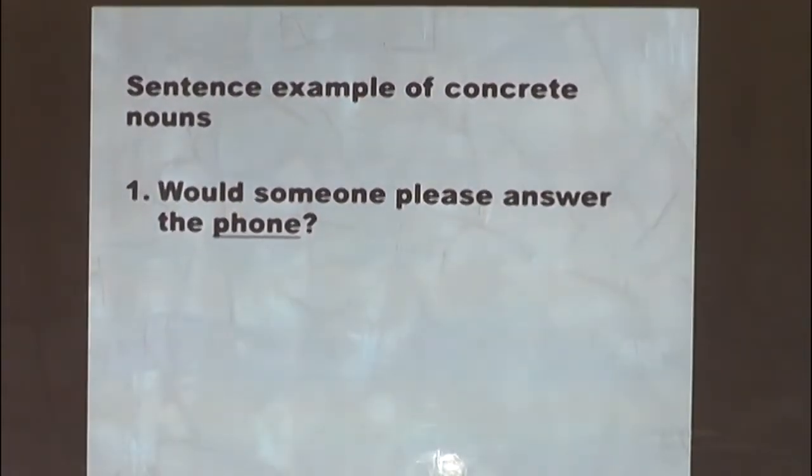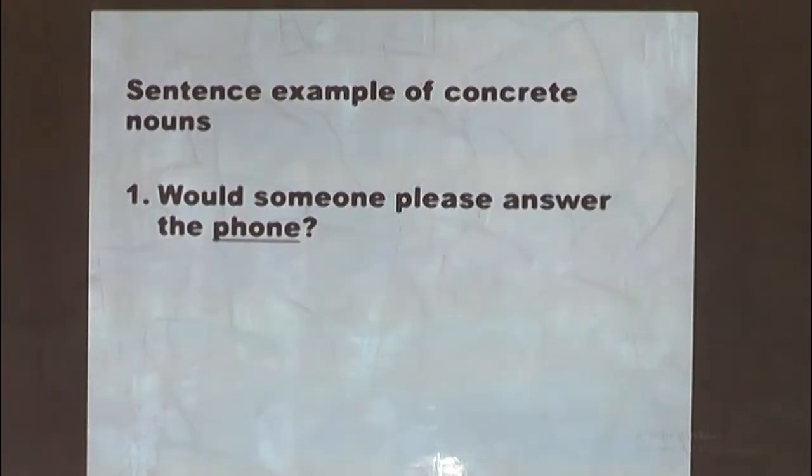1. Would someone please answer the phone? Phone there is underlined. It is a noun. Therefore, it is what? A concrete noun. It is something you can see and also you can touch it. You can even smell a phone or you can have a taste of it.